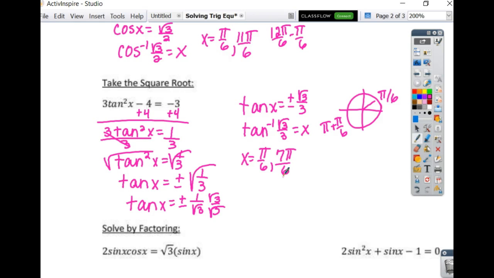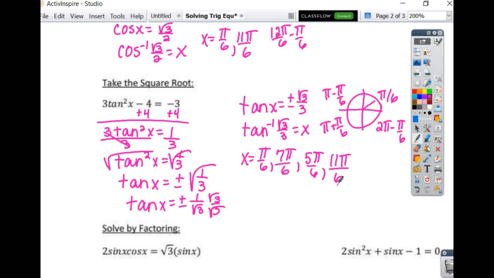But I also need a negative. So that's going to give me this in this quadrant. This quadrant is going to be pi minus pi over 6, so that's going to give me 5 pi over 6. And this one is 2 pi minus pi over 6. That's 12 pi over 6 minus 1 pi over 6, which gives me 11 pi over 6. So we end up with 4 answers that time.